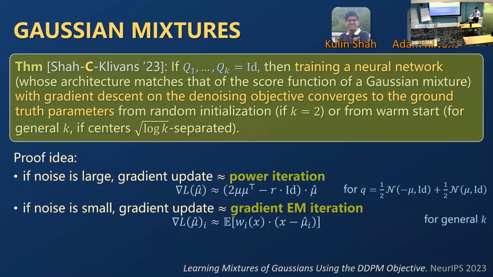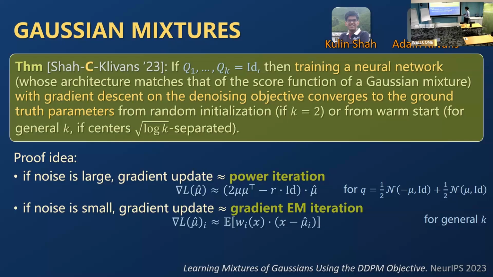In the regime where T is small, so when you're very close to the end of the reverse process, the gradient update looks like something else. It looks like a sort of gradient EM iteration. And it turns out, for both of these kinds of methods, we get exactly these two corresponding convergence guarantees.